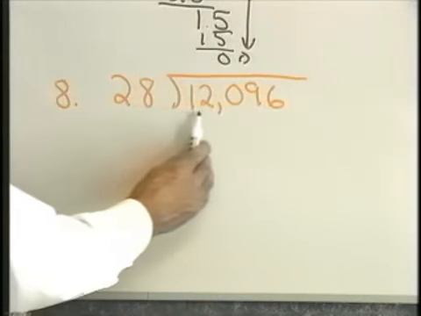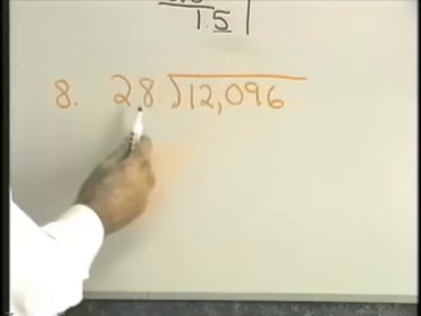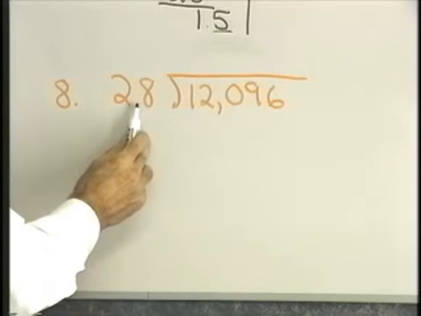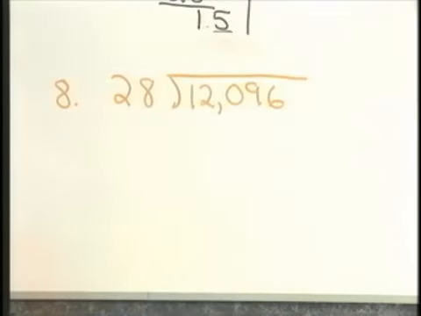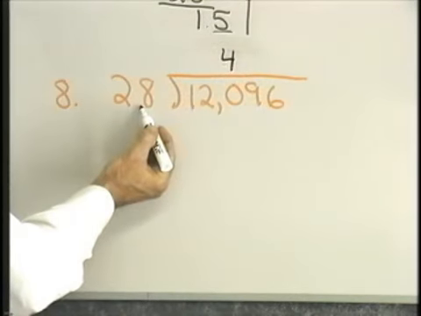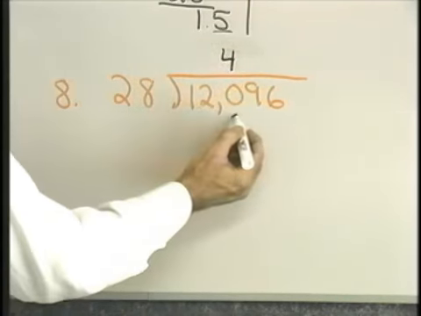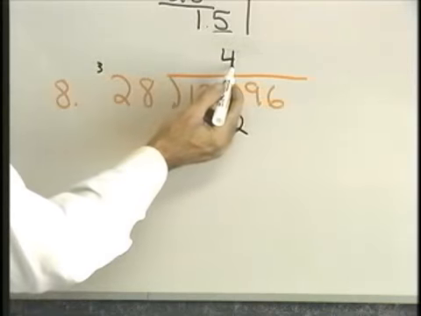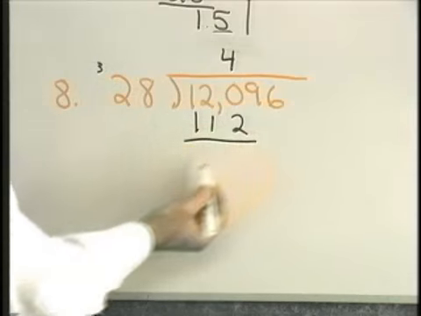I have 28 into 12,096. Now I'm going to erase this right here. So I'll estimate 28 into 12. It won't go, so I'll say 28 into 120. I'll make that estimate. 28 into 120, I'm going to say about 4 times. Because this is about 30, and 4 times 30 would be 120, so that's a good estimate. 4 times 8 is 32. Carry the 3. 4 times 2 is 8, 9, 10, 11. So I multiply, I get 112.